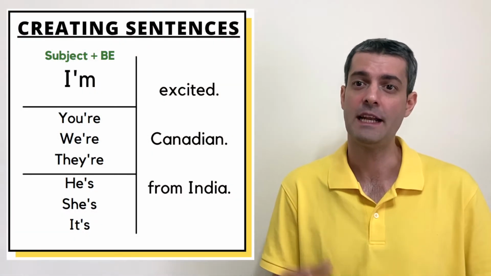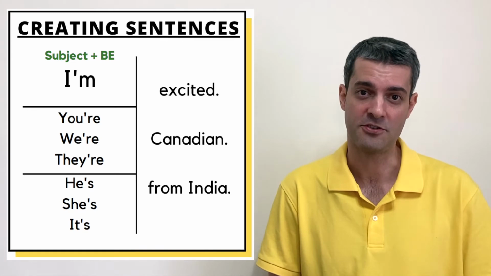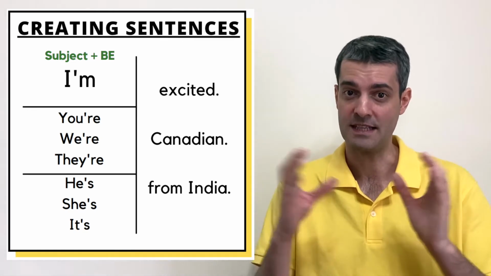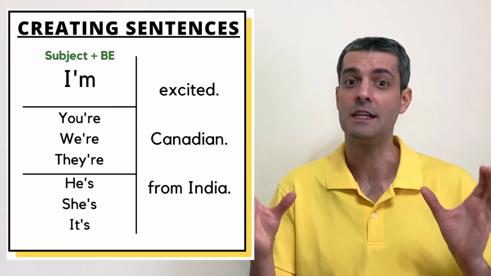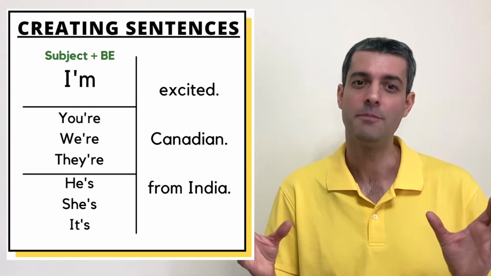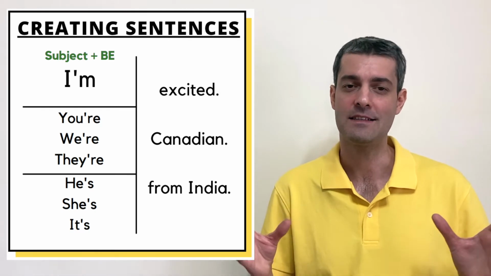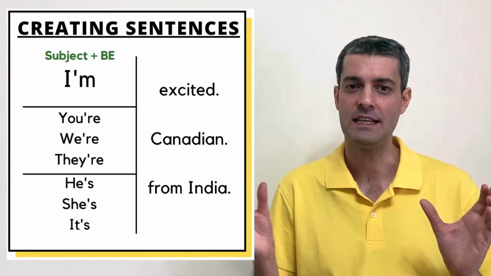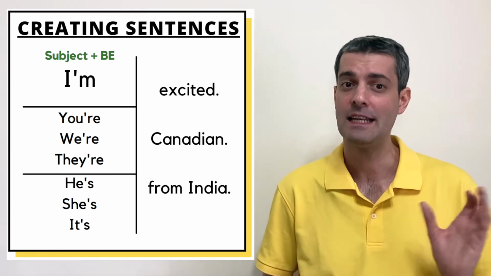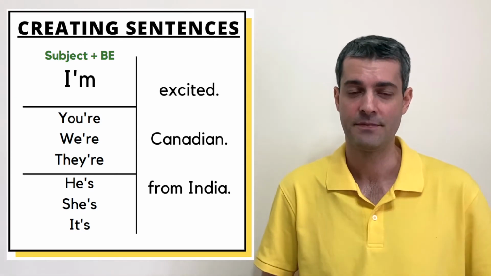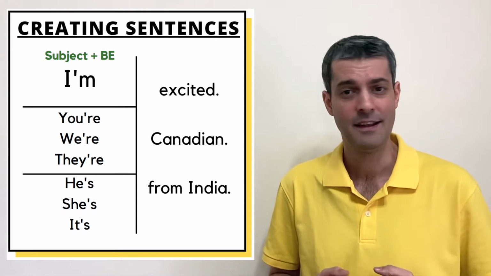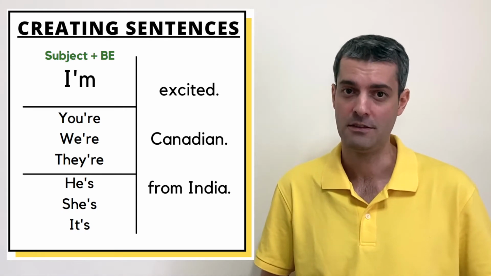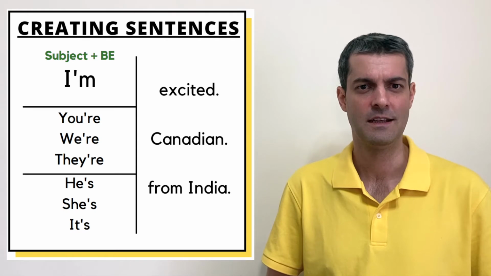We can also write our subject and our be verb in a shortened form using a contraction. I am becomes I'm, you are becomes you're, we are becomes we're, they are becomes they're, he is becomes he's, she is becomes she's, and it is becomes it's. So now our sentences become, I'm excited, they're from Canada, and she's from India.